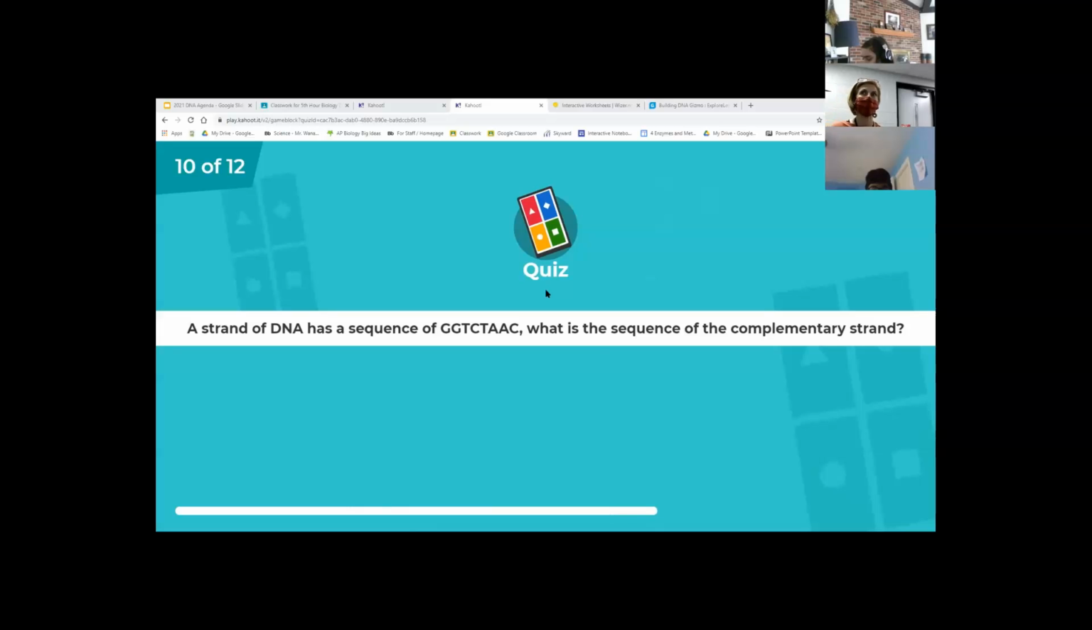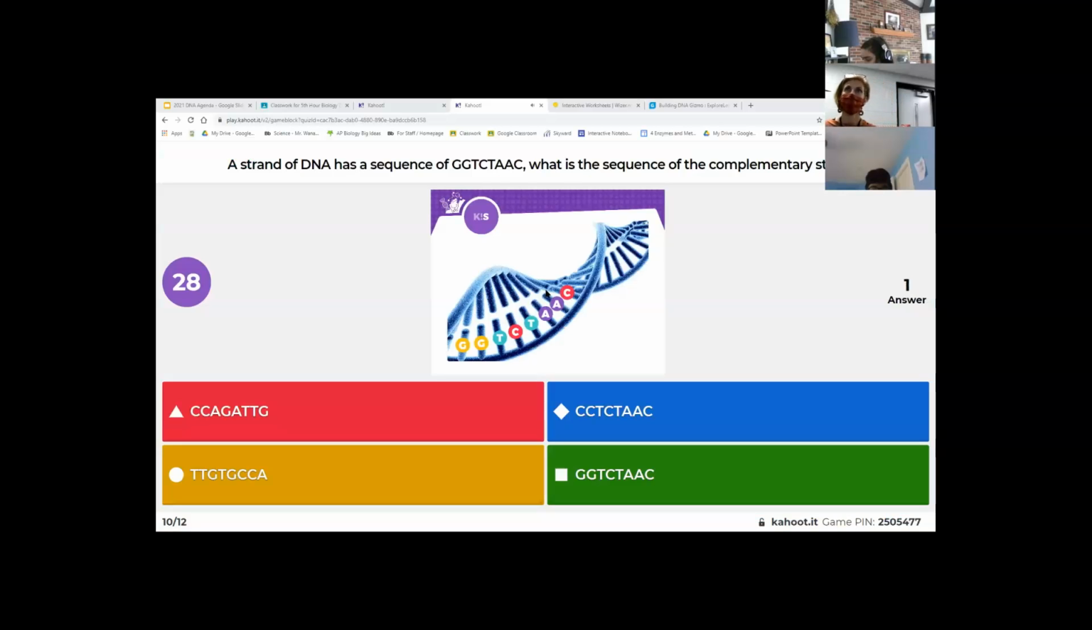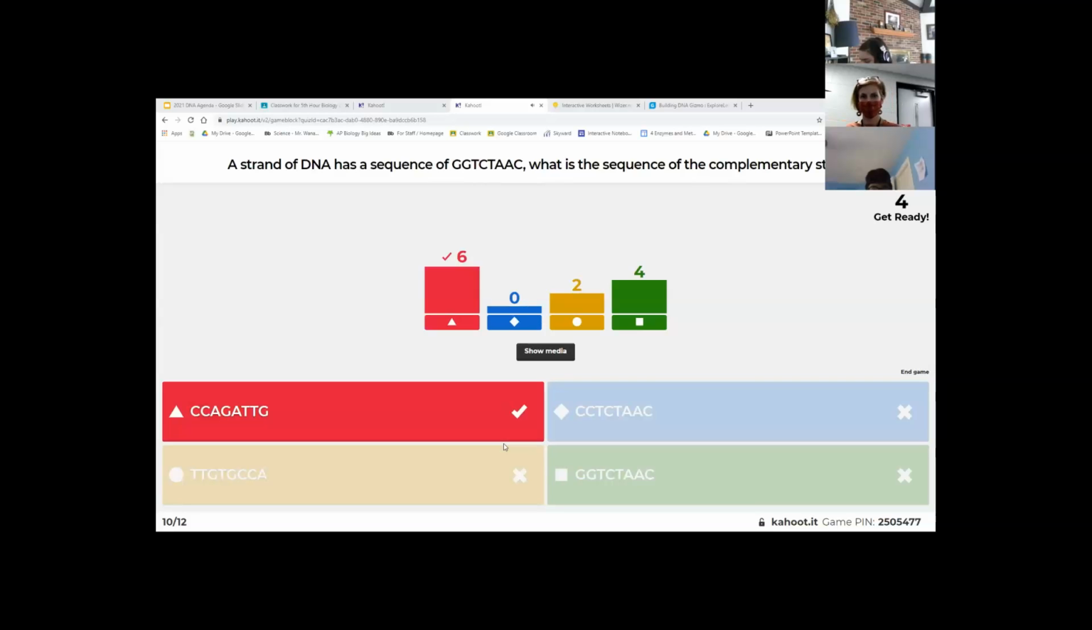Another complementary strand. Here's your strand. The car in the garage. C bonds to G. Apple in a tree. A bonds to T.